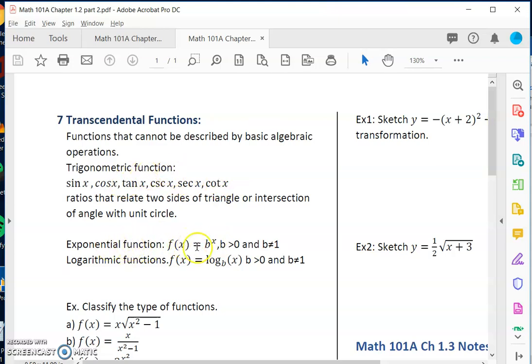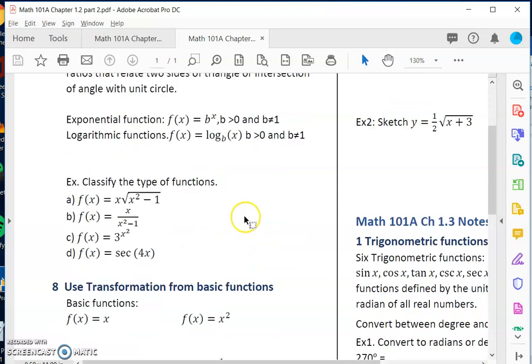And exponential functions are of the form b to the x, where b is the base, greater than 0 and not 1. A log function is the inverse of the exponential function. We'll talk about those in more detail in 1.5. So let's learn how to classify them. Why do we need to classify them?